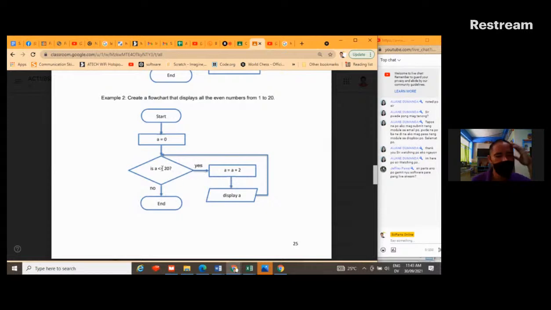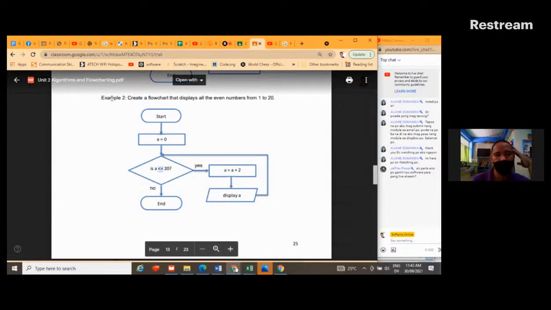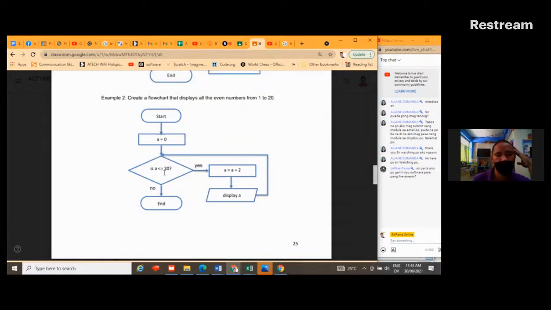So here, kindly correct this one, guys. Kindly remove the equal sign. For example, number 2, in order to get the correct solution for that particular problem. Because we find out that if we use this particular one with less than or equal to 20, what will happen if we have 20 here? Is 20 less than or equal to 20? That will go here. And 20 plus 2, that's 22. Display 22. 22 will be displayed.